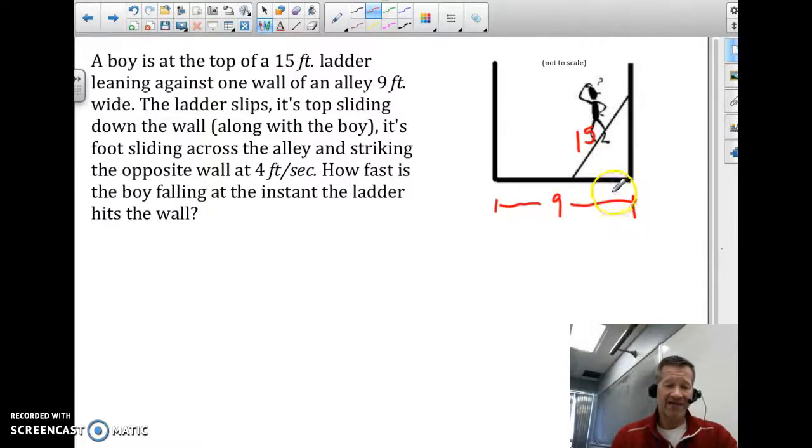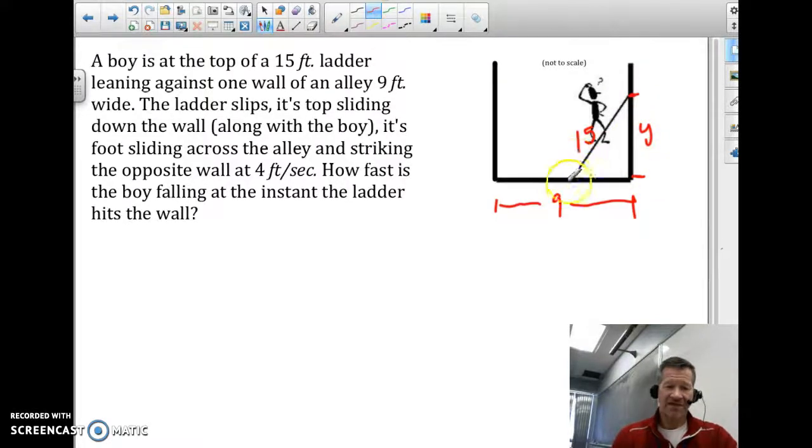Now, the ladder slips, its top sliding down the wall. So the top of the ladder has a certain distance from the ground. Now that's changing, okay? So let's call that y. It's a vertical distance, a good thing to call it. So the distance from the top of the ladder to the floor is y.